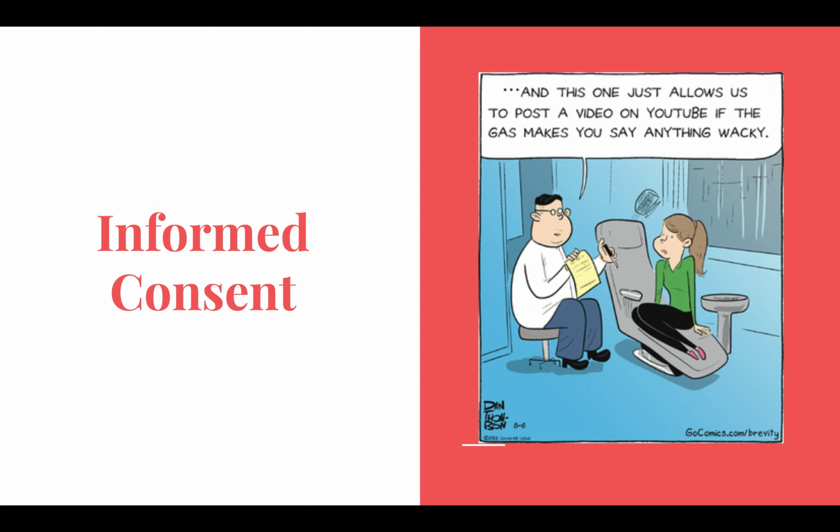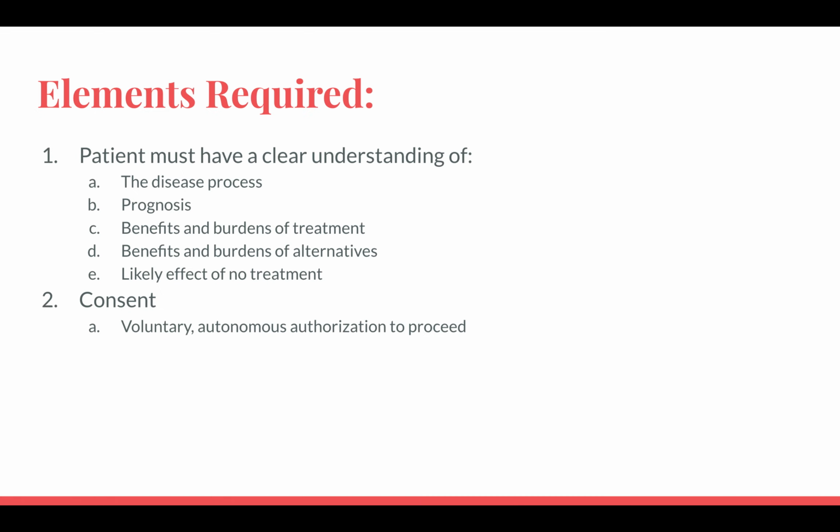So the next thing we'll talk about is informed consent. It's something we do almost on a daily basis, so I thought it would be good to review. First, the elements that are required to have informed consent. Patients must have a clear understanding of the disease process, their prognosis, benefits and burdens of treatment, benefits and burdens of alternative options, and the likely effect of no treatment. Those are things you should discuss with every patient when talking about any procedures or surgeries you're planning. The other element is consent: the patient must voluntarily and be able to give their own authorization to proceed.